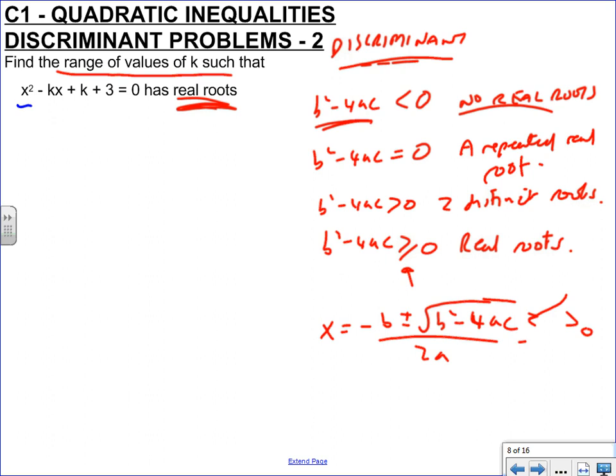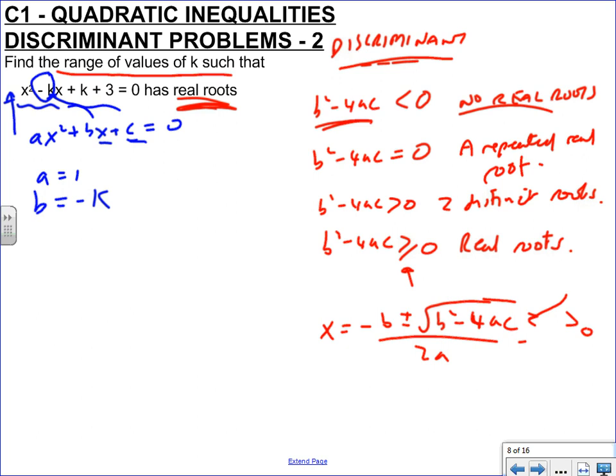So we'll use our discriminant here, but first we need to identify what a, b, and c are, because we know that ax squared plus bx plus c is 0 for any general quadratic. So we need to identify a. What's a? Well, it's the number next to x squared, so a is 1, isn't it? What's b? Well, that's the coefficient, the number next to x. So this time b is minus k. So that whole section there, minus k.